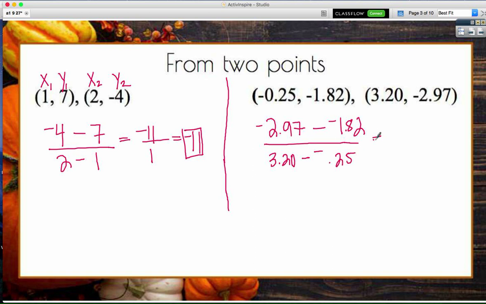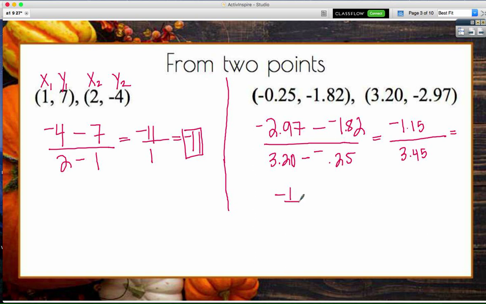And so we recognize that double negatives are really going to make those pluses. If we didn't remember that, our calculator would have taken care of it. What did we get on top? Negative 1.15. Okay. And on the bottom? 3.45. Okay. And what did that reduce to?